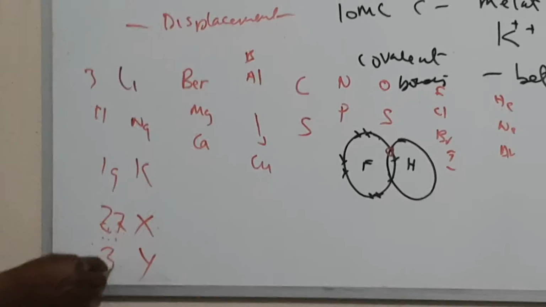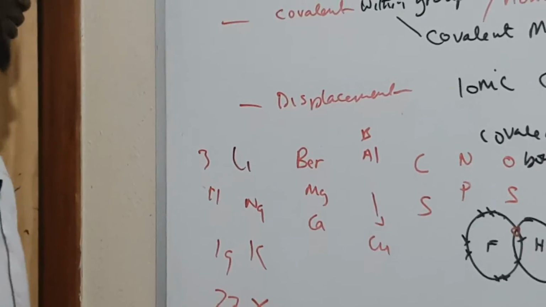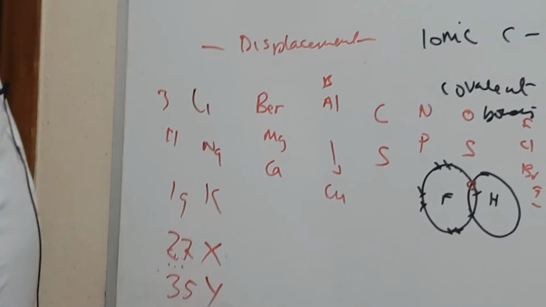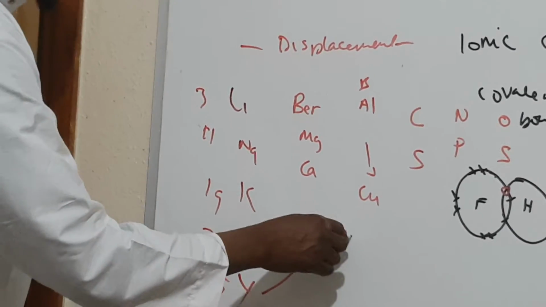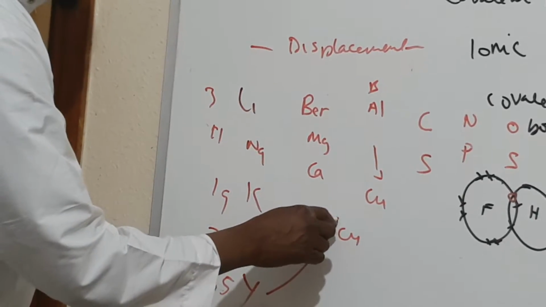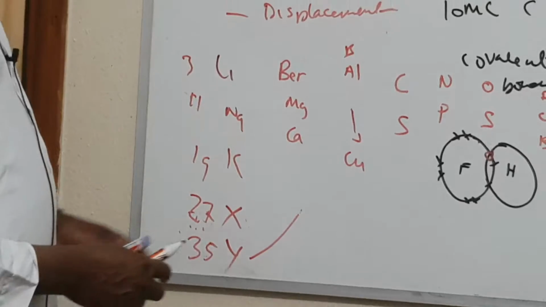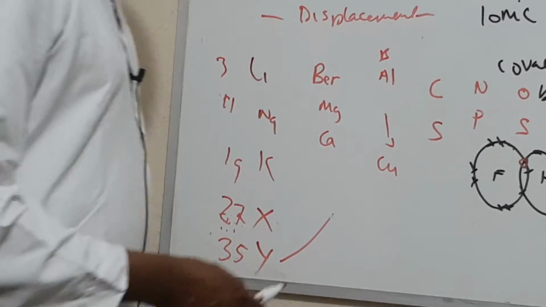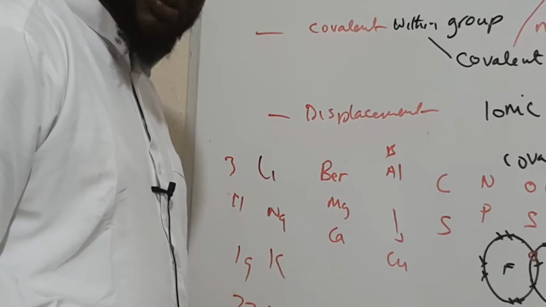This one will be 35. Although there's another element in the transition elements with 35, I think copper 35 and 37, something like that, isotopes. Transition metals form isotopes, and we have done isotopes, haven't we?